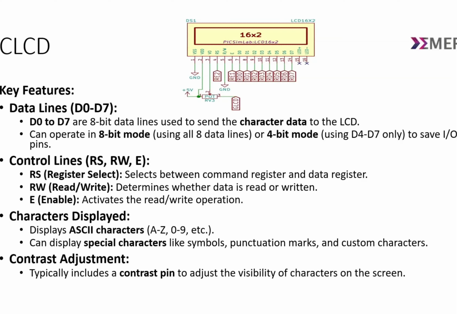That is, RS is register select, which selects between the command register and the data register. That tells the CLCD, let us think of RS equals 0 or RS equals 1, whether we are inputting data or instructions. The CLCD can decide if it is data or instruction, so we use this RS pin. And next we have RW, that is read or write, which determines whether the data is to be read or written, and the enable pin to activate the read or write operation.